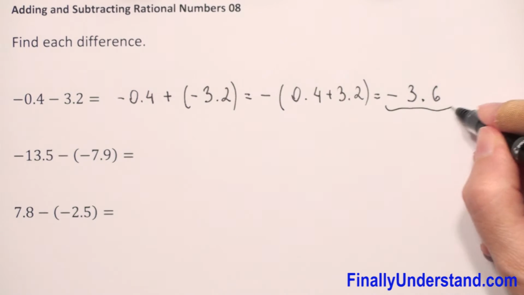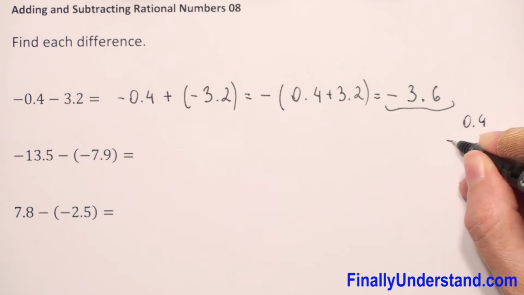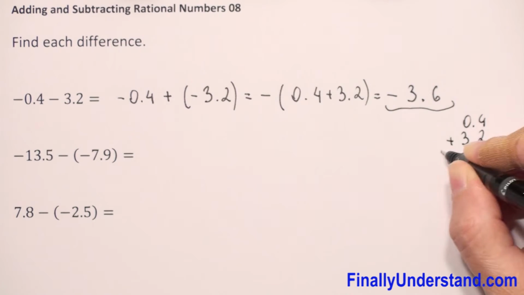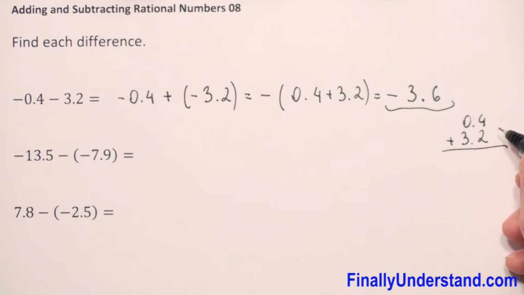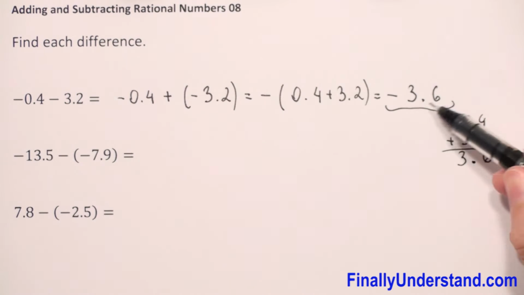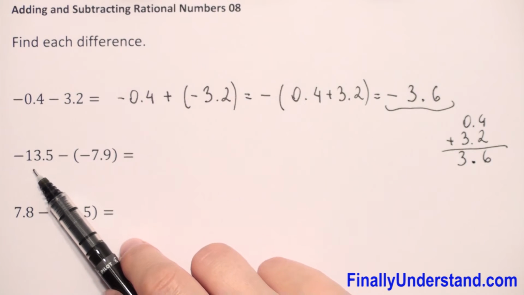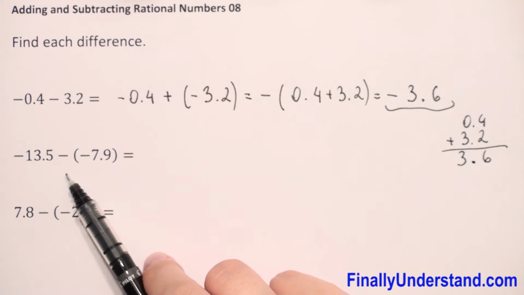Or you can rewrite this as 0.4 plus 3.2, and now maybe it will be easier to add these two decimal numbers. We add tens to tens, ones to ones, and we copy the decimal point. So 4 plus 2 is 6, we copy the decimal point, 0 plus 3 is 3, so we got the same, 3.6.